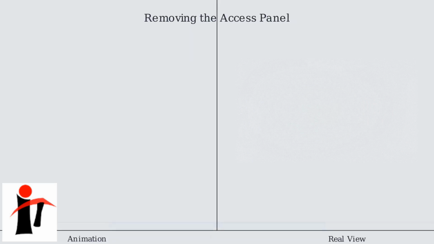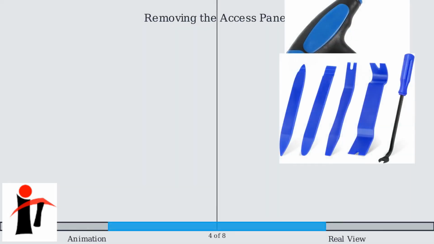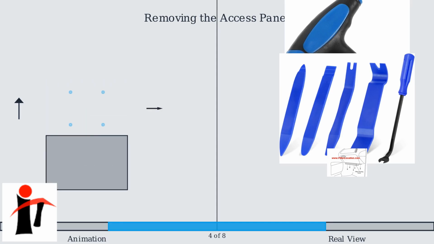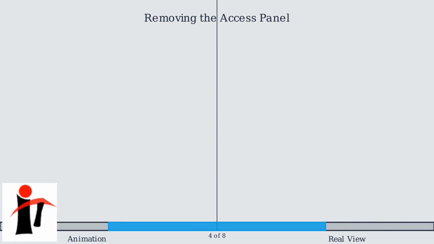Use your flathead screwdriver or plastic pry tool to carefully release the clips or screws holding the access panel in place. Be gentle to avoid damaging the plastic. Once all the fasteners are released, remove the panel to reveal the cabin air filter housing. Ensure the vehicle is off and keys are removed for safety.